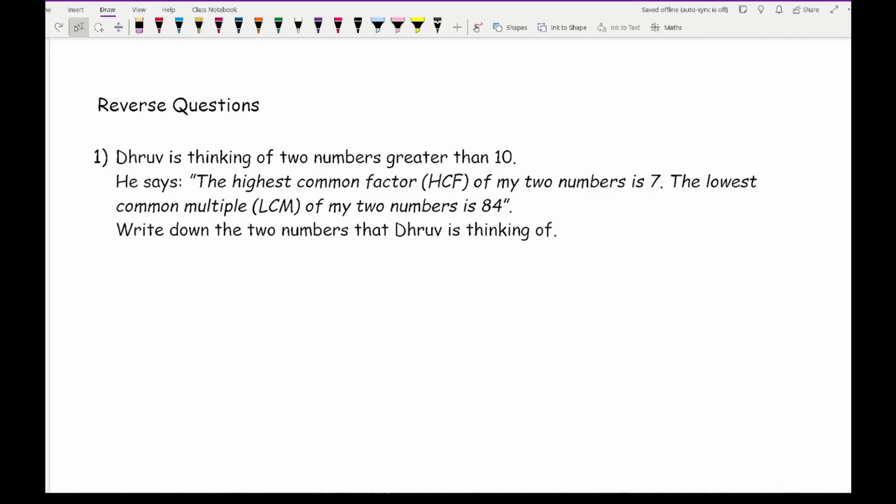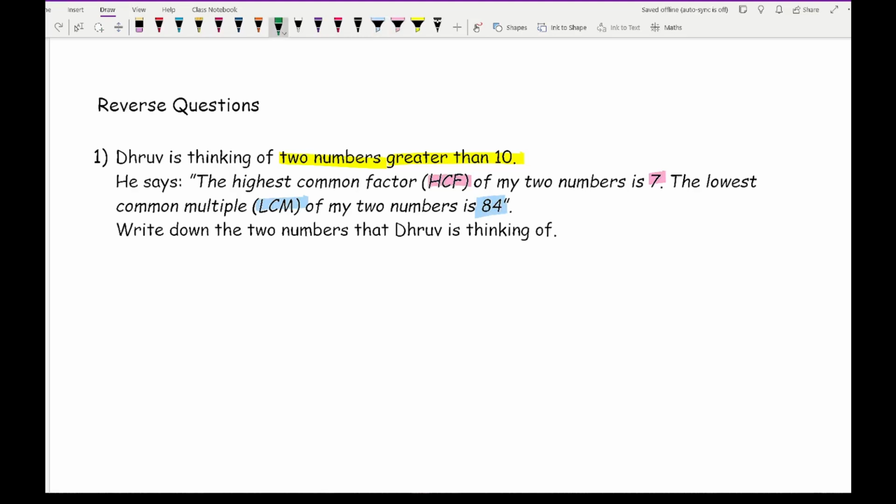So now let's have a look at this reverse question. This first reverse question says, Dhruv is thinking of two numbers greater than 10. He says that the highest common factor of my two numbers is 7 and the lowest common multiple is 84. And the question is asking us to write down the two numbers that Dhruv is thinking of. So let's first of all highlight the key bits of information. We're looking for two numbers that are greater than 10. I know that the highest common factor is 7, and I know that the lowest common multiple is 84.